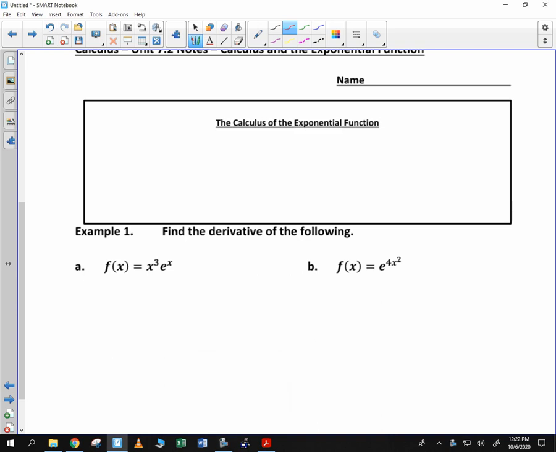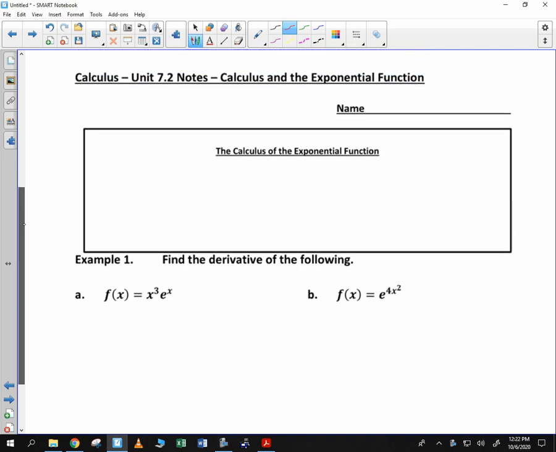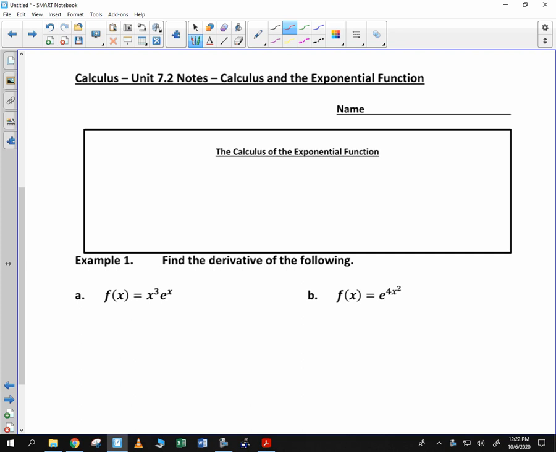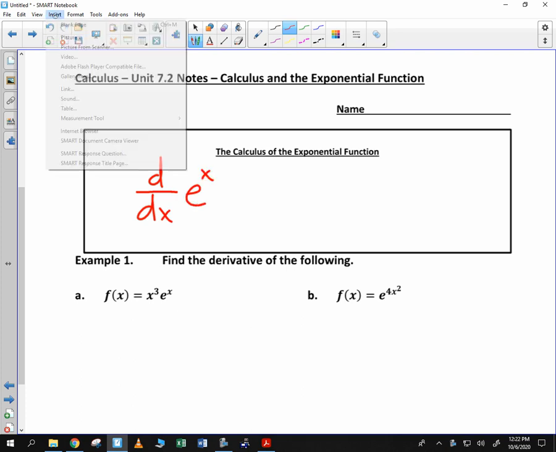Hi there, kids. Today looks like it's going to be a challenging lesson. Actually, it's a pretty straightforward lesson, no big deal at all. The big question today is what is the derivative of e to the x? And right now you're asking yourself what the heck is e to the x?